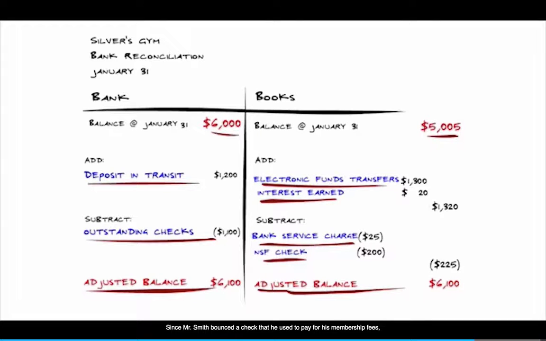Since Mr. Smith bounced a check that he used to pay for his membership fees, he still owes us the money. Therefore, we debit a receivable to reflect our claim against Mr. Smith. The bank fees obviously represent an expense. When adjusting entries are posted to the cash account, the ending balance of the cash account should be equal to the adjusted book balance on the bank reconciliation. This balance is now reflected on the balance sheet.